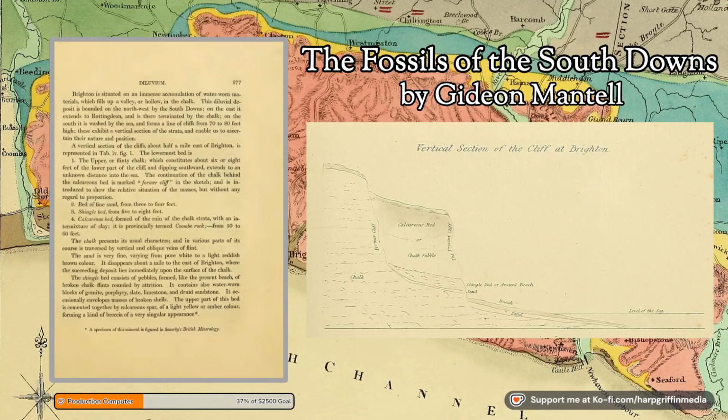The lowermost bed is: 1. The upper or flinty chalk, which constitutes about 6 or 8 feet of the lower part of the cliff, and dipping southward, extends to an unknown distance into the sea. The continuation of the chalk behind the calcareous bed is marked former cliff in the sketch, and is introduced to show the relative situation of the masses, but without any regard to proportion.